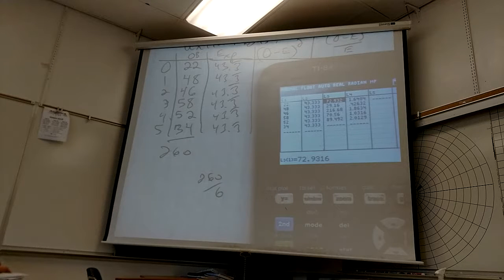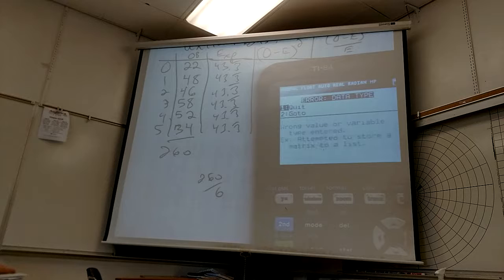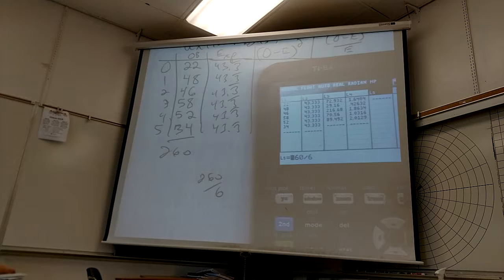But it would go too far. It would make the entire list, and it would make the whole thing bad. Do you understand? If I did this equals 260 divided by 6, that's kind of ridiculous. I guess you can't do that. Too bad. I figured it would just make the whole thing that. No. We go back. L3.